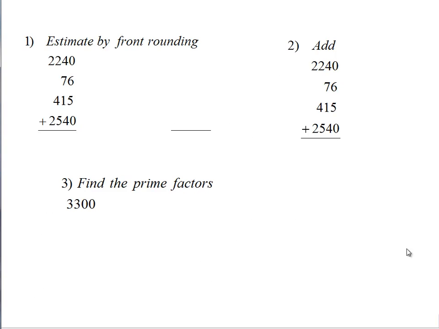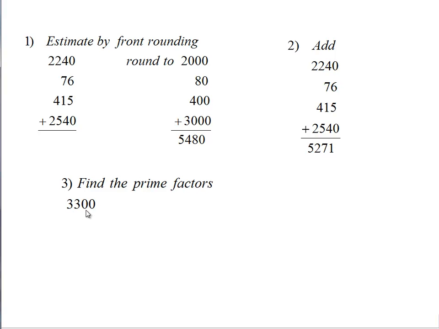Okay, estimate by front rounding. If you keep the front numbers and you round off to each of the front numbers, this will be 2000, 80, 400, and 3000. Excuse me, that's 2000. So we have 2000, 80, 400, and 3000. Add those together, you get 5480. Adding these just straightforward, type them in a calculator. 2240, 76, 415, 2540, and you get 5271.